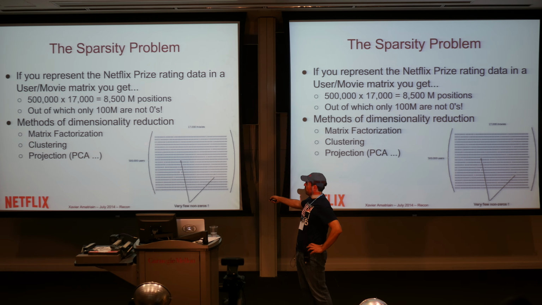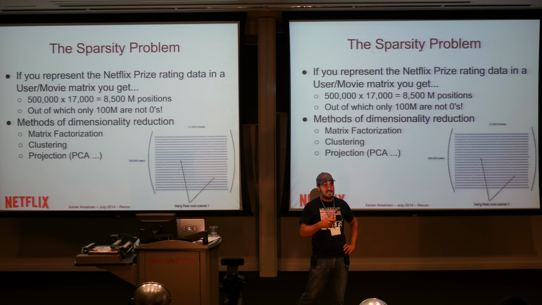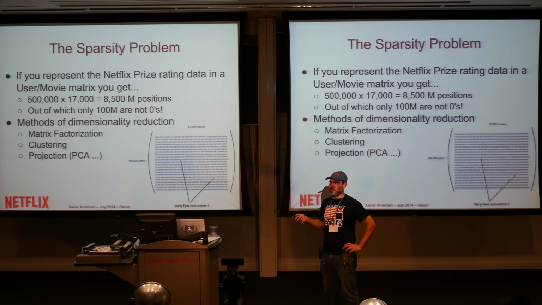So basically, over 3 years, there were a bunch of teams trying to beat that. And what I'm trying to illustrate here is the sparsity of the data set. So basically, if you take 500,000 times 17,000, you get 8,500 million positions in the matrix, and most of those positions are going to be empty, right? You have very few known ratings in that matrix, and doing standard nearest neighbor collaborative filtering is going to be very challenging. That's why dimensionality reduction techniques are going to be much more powerful.